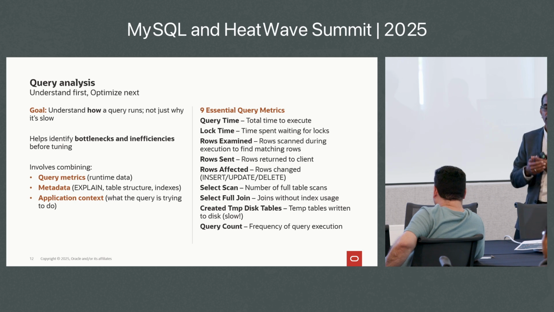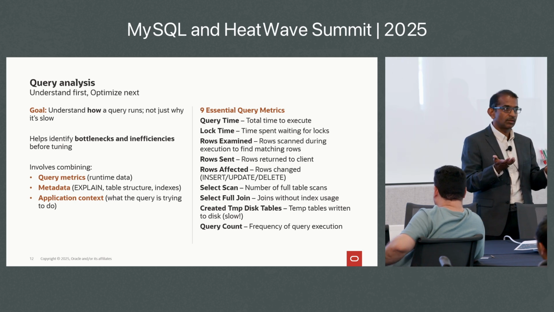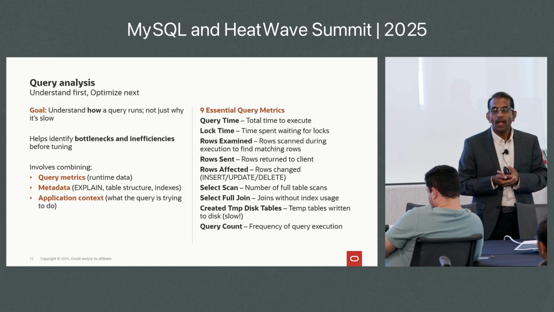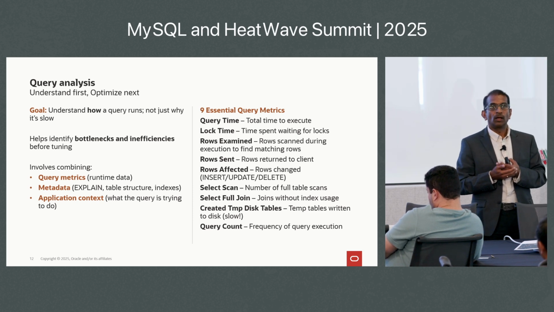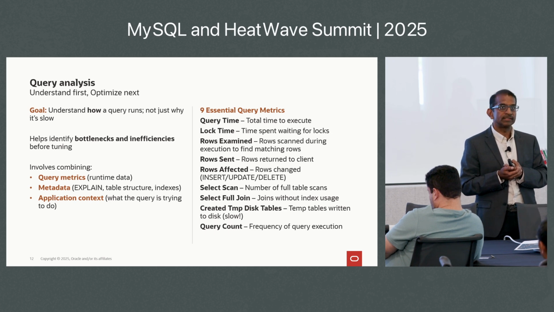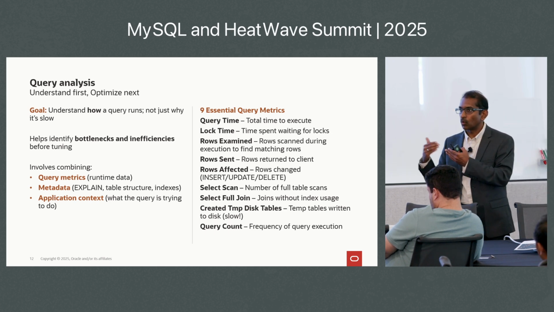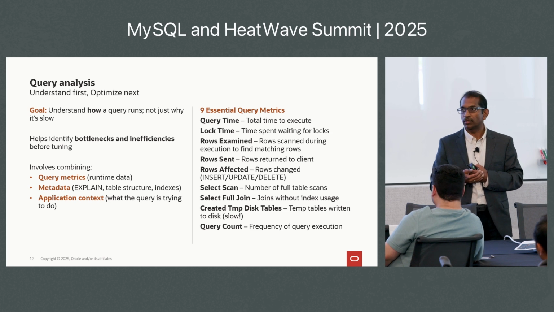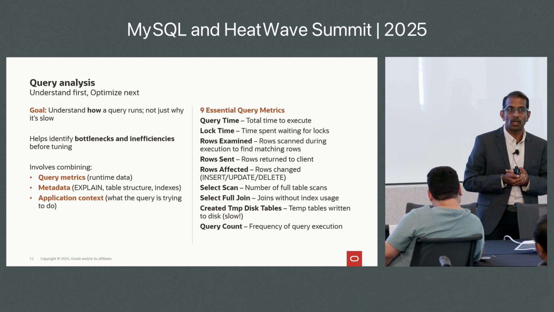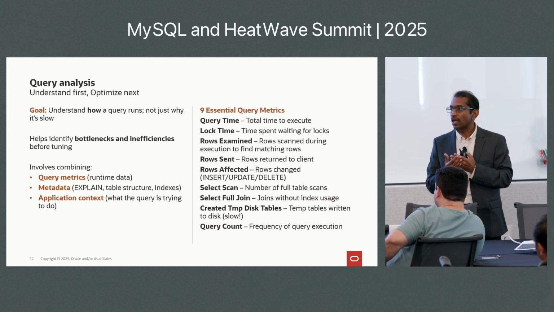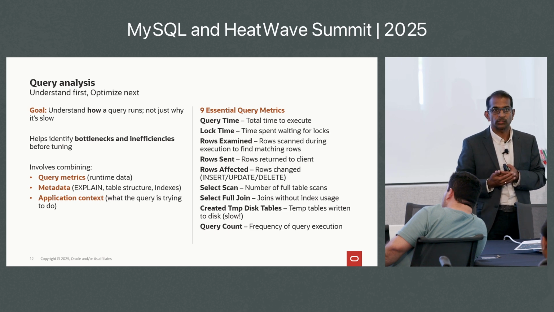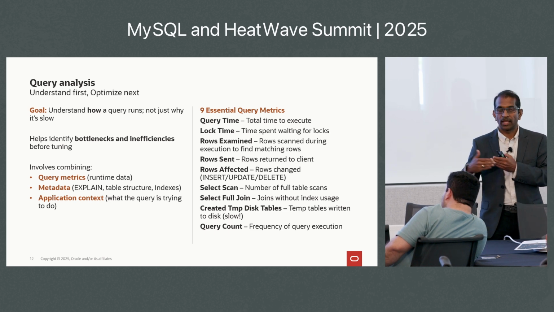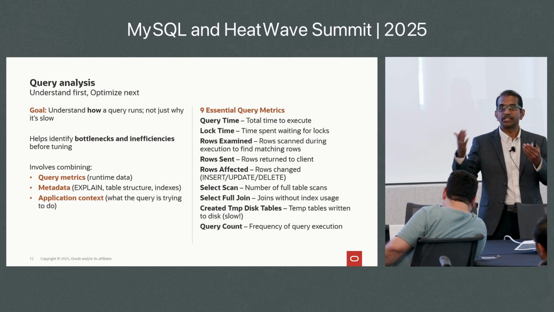Query time, which is basically the amount of time the query itself takes to bring the data back to you. Locking: if you have locking issues, how much time am I spending on locks? How many rows did I examine? How many rows were sent or returned to the client when I actually asked for maybe 1,000,000 rows? Did I get 1,000,000 rows back? And how many rows did I actually look up in terms of changing? If I have to do inserts or updates or deletes, how many rows did I actually look up, and how many did I change?